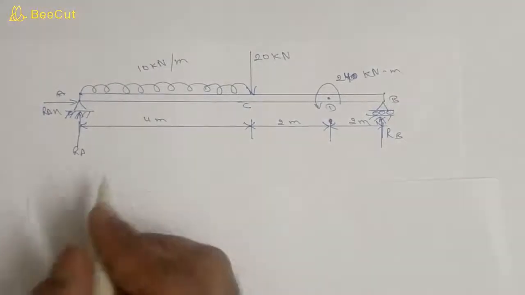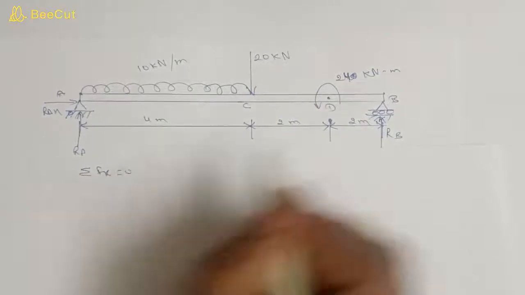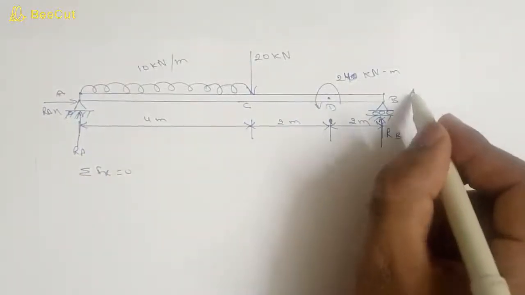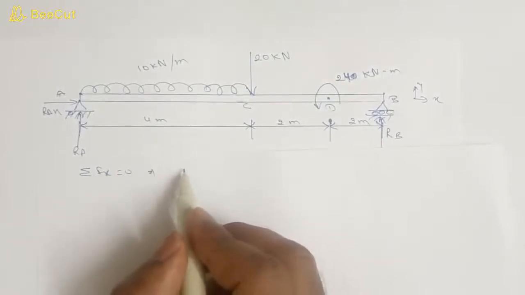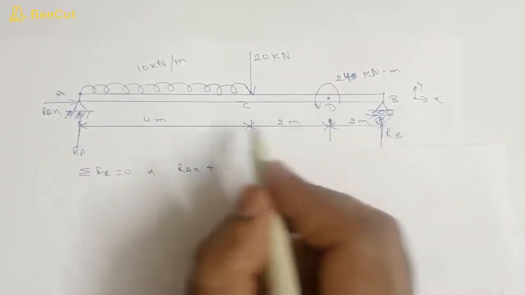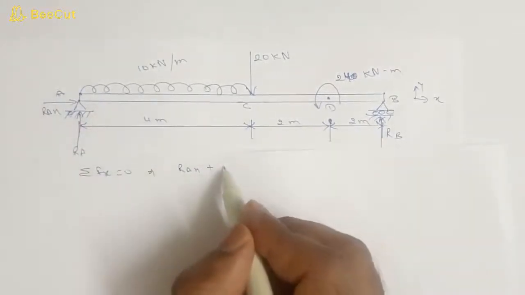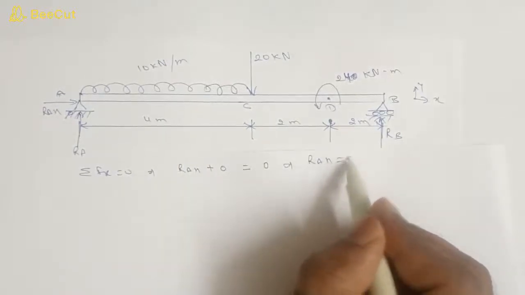So we will apply the rules. Summation Fx is equal to 0. Suppose this is x direction, this is y direction. So all the forces in x direction should sum to 0 if we add them. So Rah plus, there is no force in horizontal direction except this force, so plus 0, there is no other force, is equal to 0. So Rah should be 0.